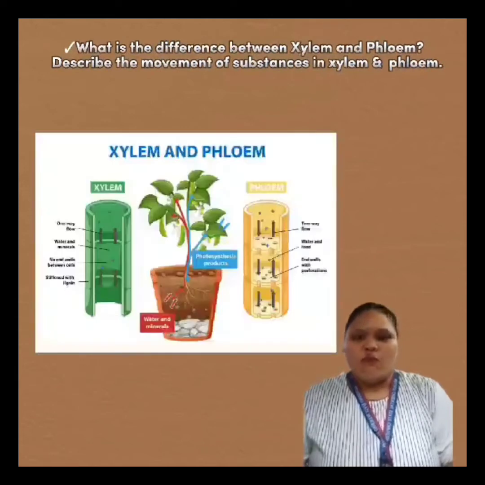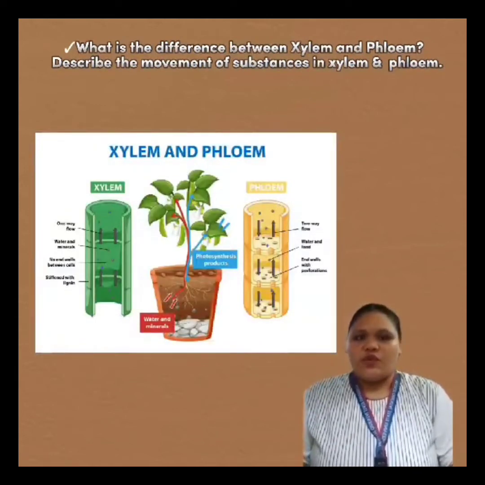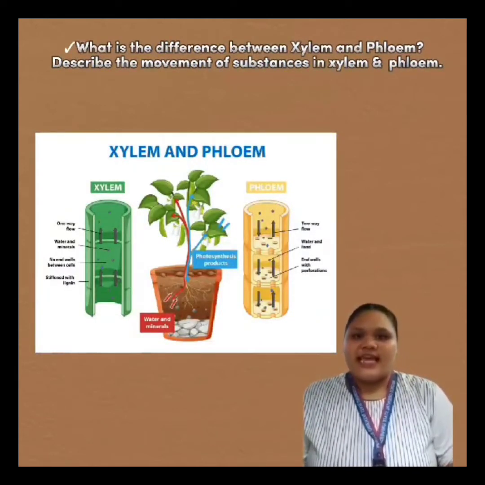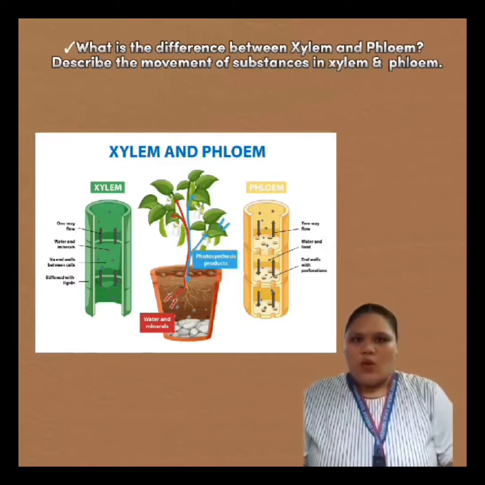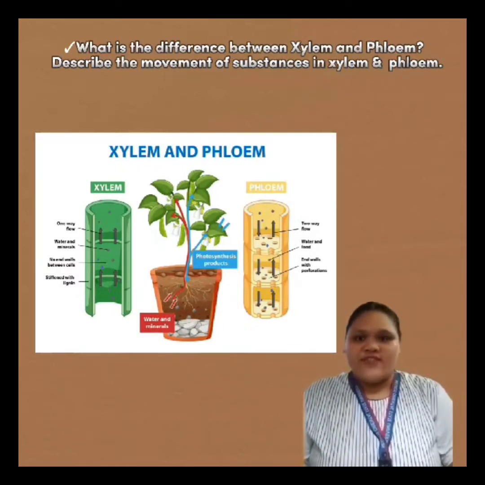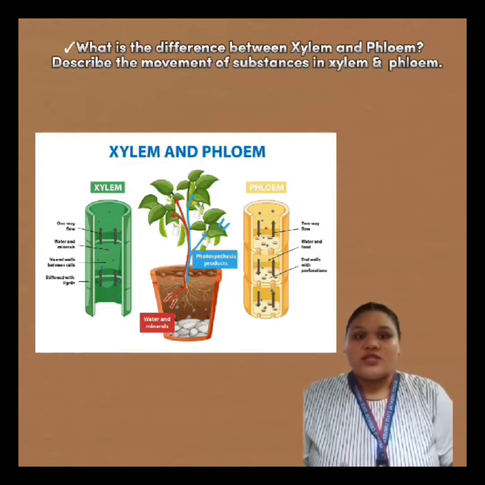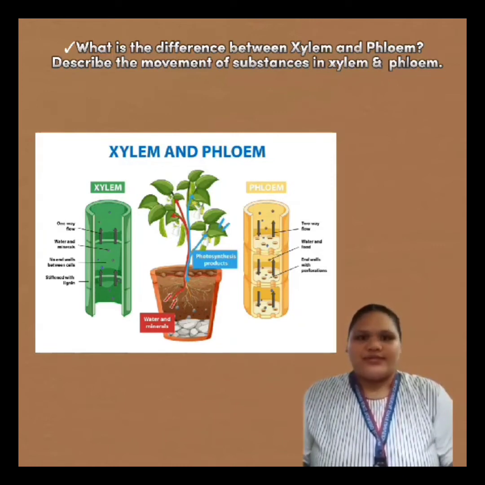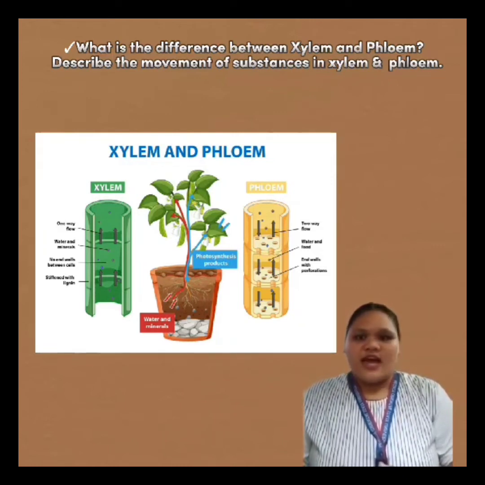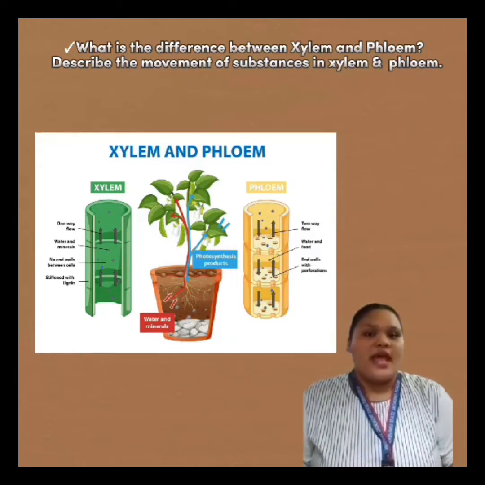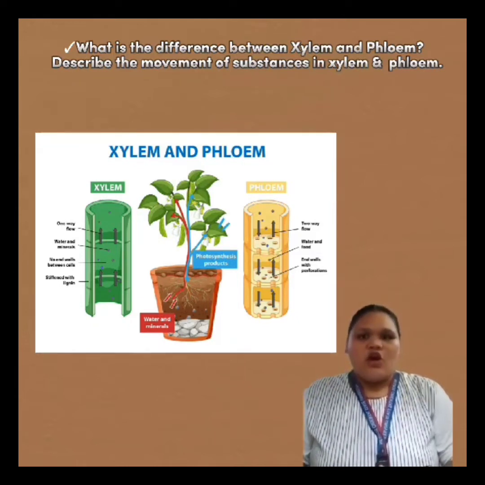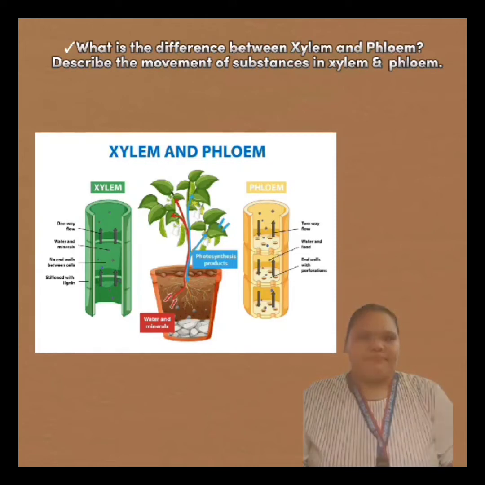The movement of water, nutrients, and food through the plant is facilitated by the xylem and phloem. From the roots to the leaves, xylem transports water and minerals. The food that the leaves have prepared is transported to various regions of the plant by phloem.